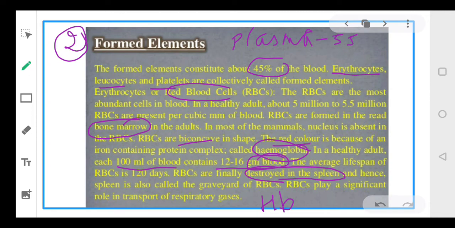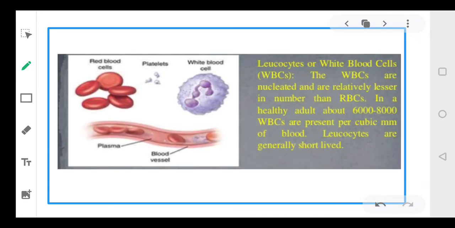And what is the graveyard of RBC? Yes, the spleen is called the graveyard of RBC. So here you can see the RBCs, right? You can see the RBCs. These are the platelets. These are white blood cells, and together they constitute 45% of your blood, right?